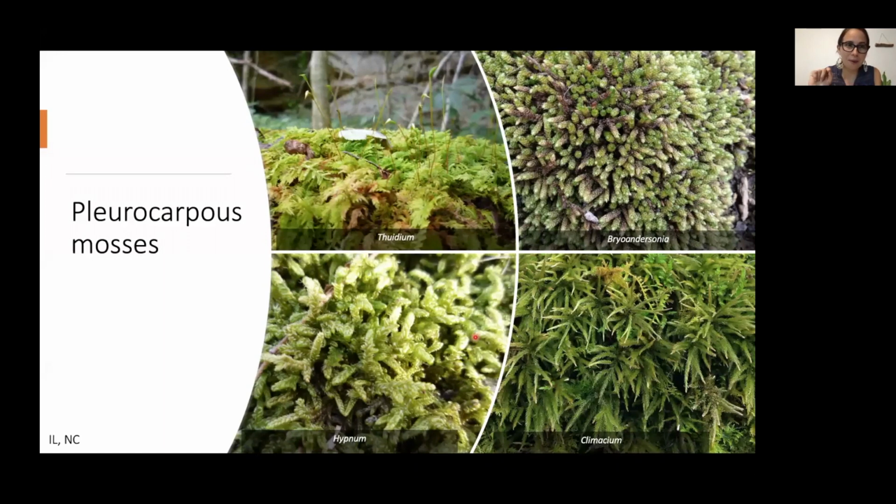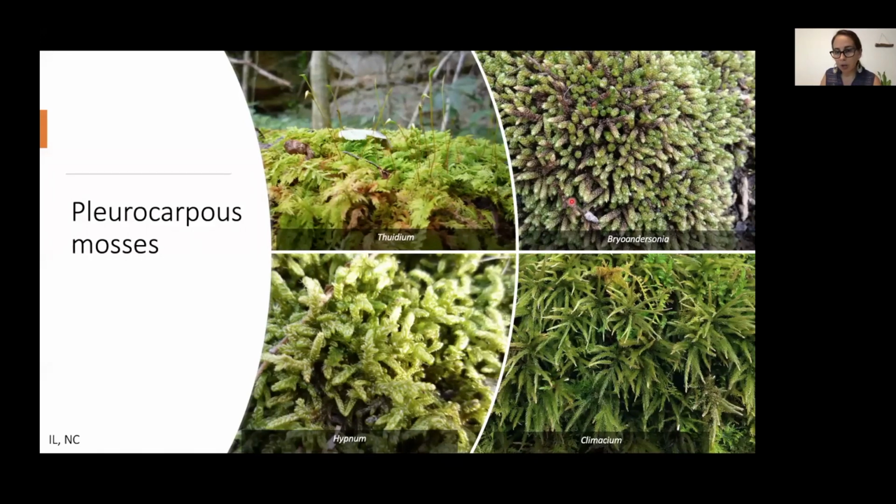Sometimes you have mosses with the leaves all in the same direction. Then we have this other relative, Bryoandersonia. This one is found in North America and North Carolina. It has the leaves really packed together, so it's hard to see the leaf because they are all close together. In contrast to the Hypnum, which has the leaves away from the stem, Bryoandersonia has the leaves all very close to the stem.